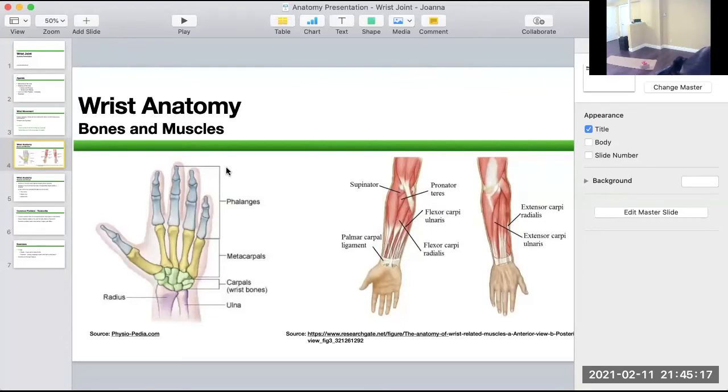So as you can see here, our wrist is composed of two rows of carpal bones that are attached to the radius bone on the thumb side and to the ulnar bone on the little finger side. That really is our wrist joint. The carpal bones also attach to the 5 metacarpals that form our palm.